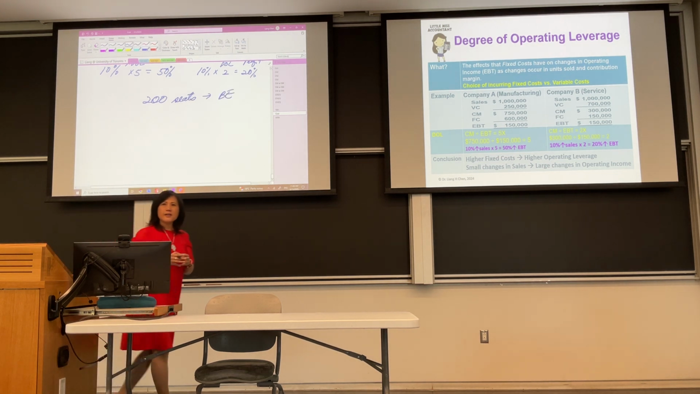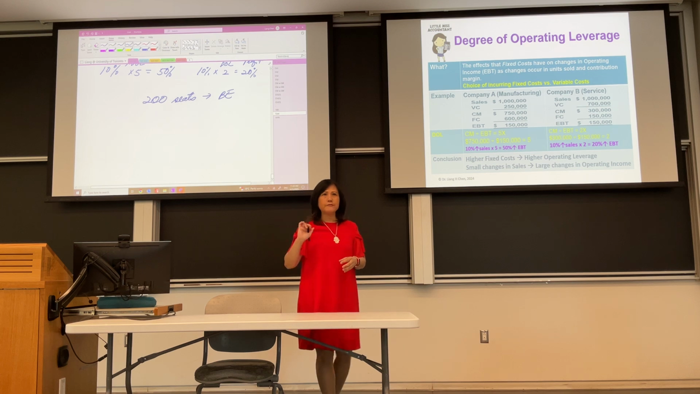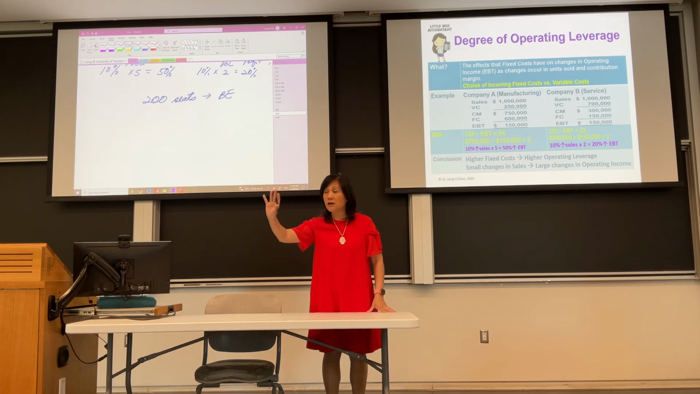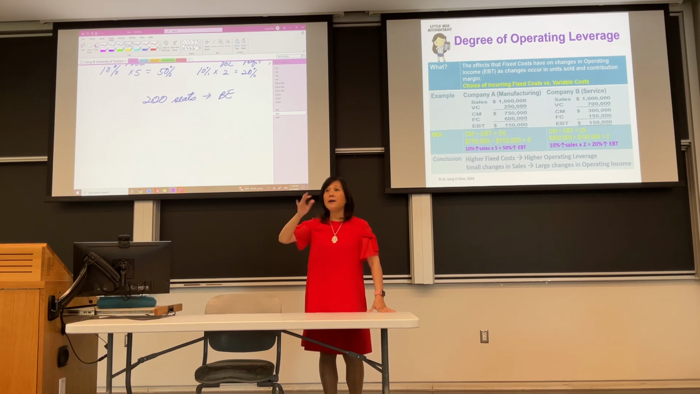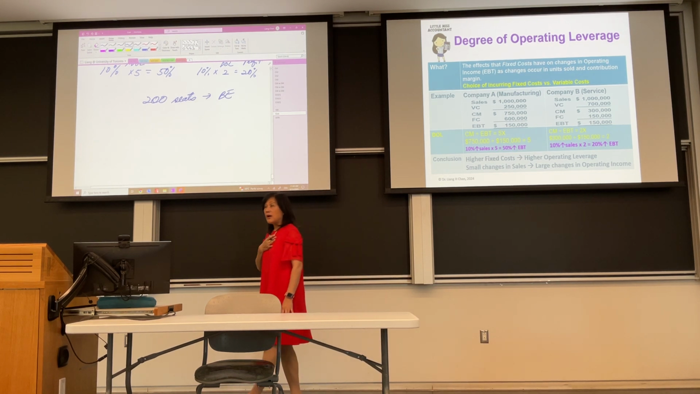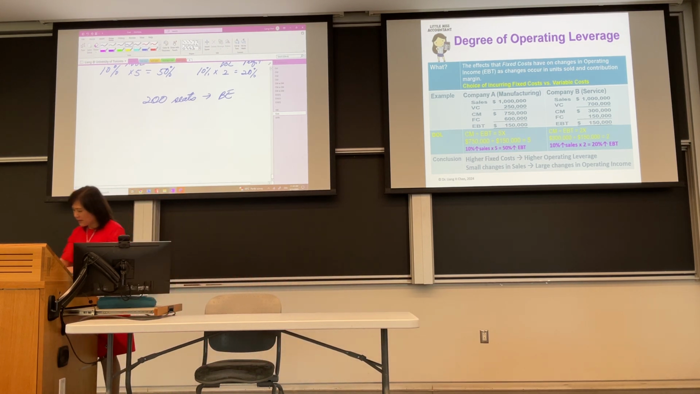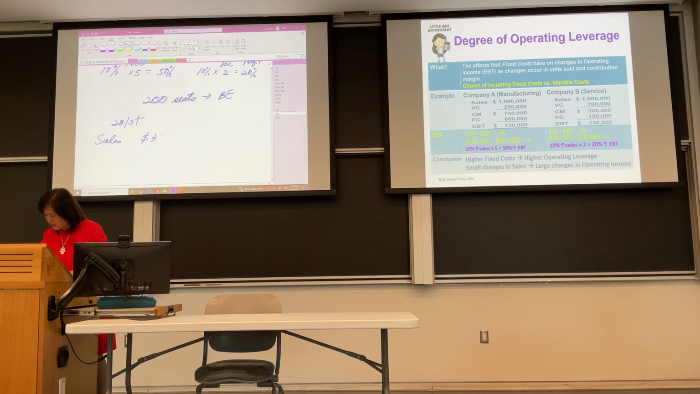So what does it mean break even? The variable cost is covered. The fixed cost is also covered. Now, I'm the 201st passenger. I purchased the ticket. 201st passenger. Sales. I pay $3,000.